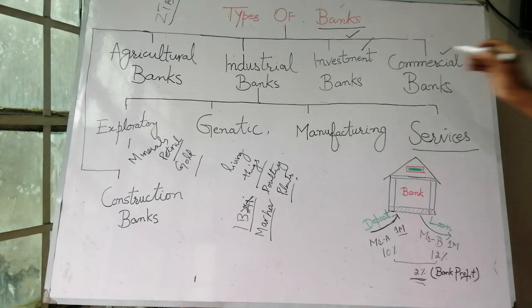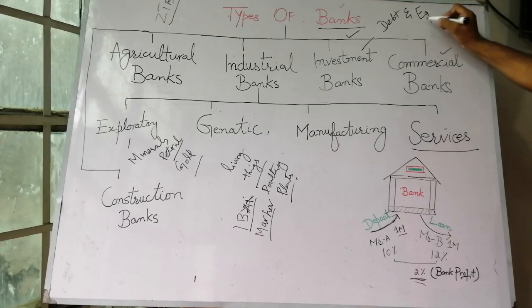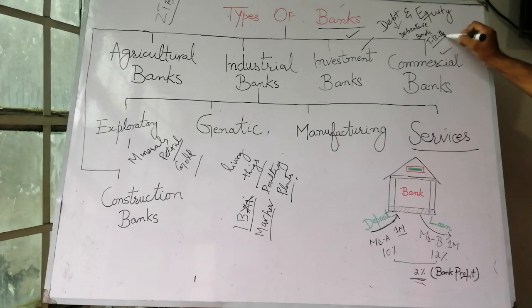So now the third one is investment banks. Investment banks are the banks which provide you the opportunity to invest in debt and in equity. Debt means debentures which are issued by any company, that means the bonds which are issued by any government, that means the treasury bills and securities which are issued by the government to get loans from the general public.